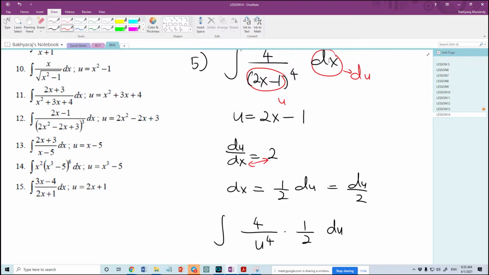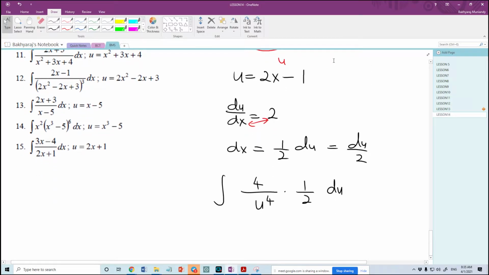Okay, what is our next step? Next step, you can cancel. Ni boleh potong? Of course, 4 can be divided by 2, right? So you can cancel this. So this one is 1, this is 2, right?